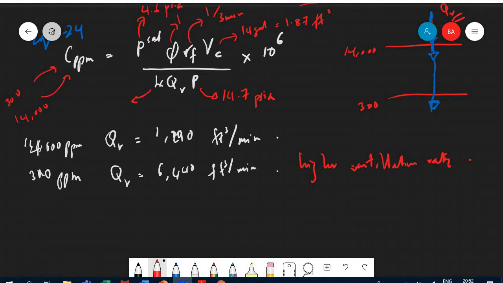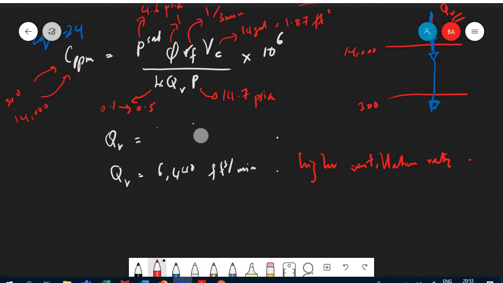I just forgot to say here, we can consider that this is the value of K from 0.1 to 0.5, and because of 0.1 to 0.5, I thought that was two different calculations for 300 and 14,000 ppm. So actually, to correct our problem here, our idea is still the same, but the answers for 300 ppm and 14,000 ppm change.